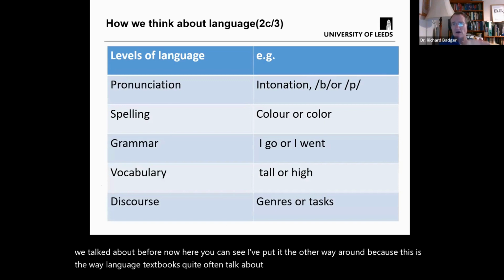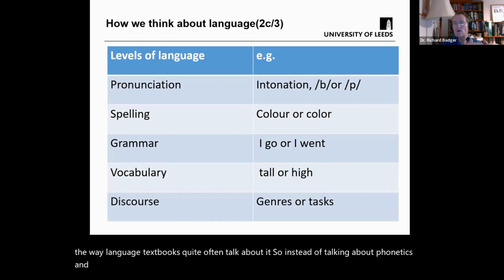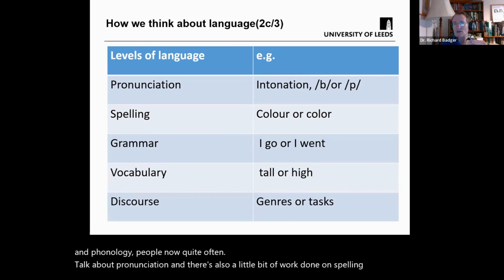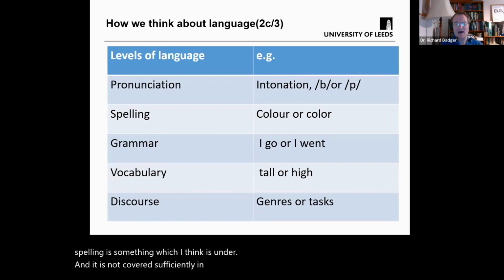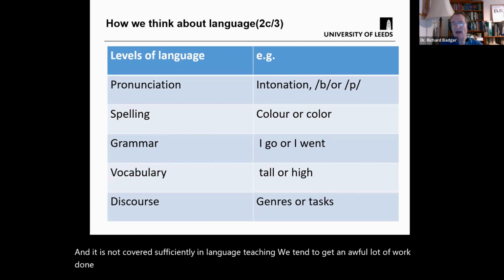So instead of talking about phonetics and phonology, people now quite often talk about pronunciation. There's also a little bit of work done on spelling, though spelling is something which I think is not covered sufficiently in language teaching. We tend to get an awful lot of work done on grammar. And I'll talk a little bit about how this fits into the models we've been talking about.